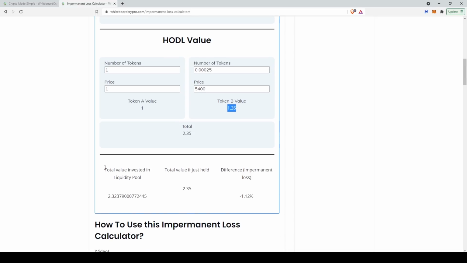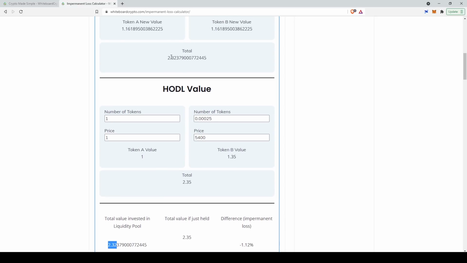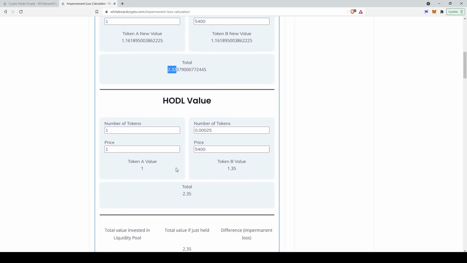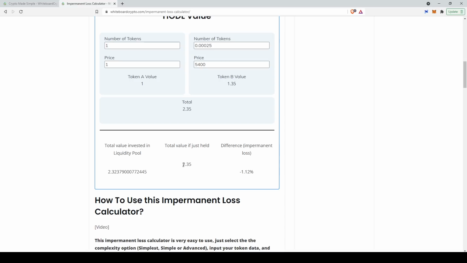Now, as you can see down here, very simply, if you had invested in the liquidity pool, you would have $2.32, which is this number right here. But if you would have just held your initial tokens instead of investing them in the liquidity pool, you would have $2.35. And the difference between 2.32 and 2.35 is -1.12%. And that difference is your impermanent loss. So hopefully this helps people understand how impermanent loss works.